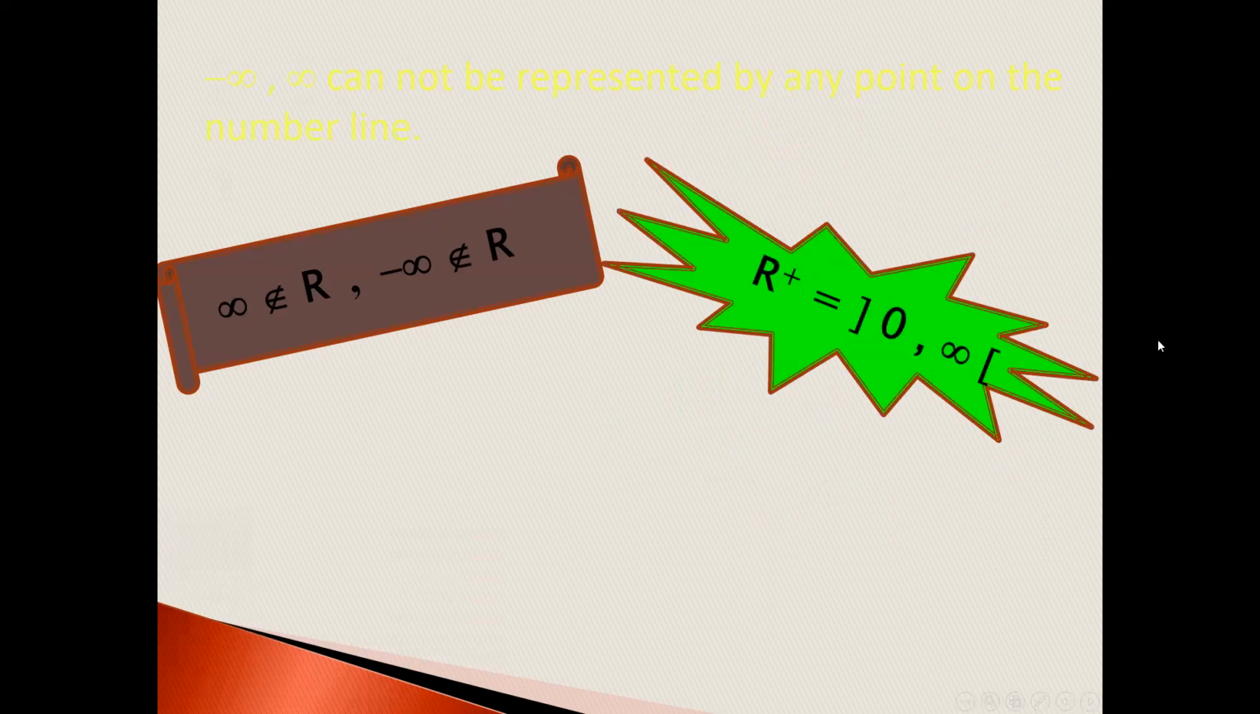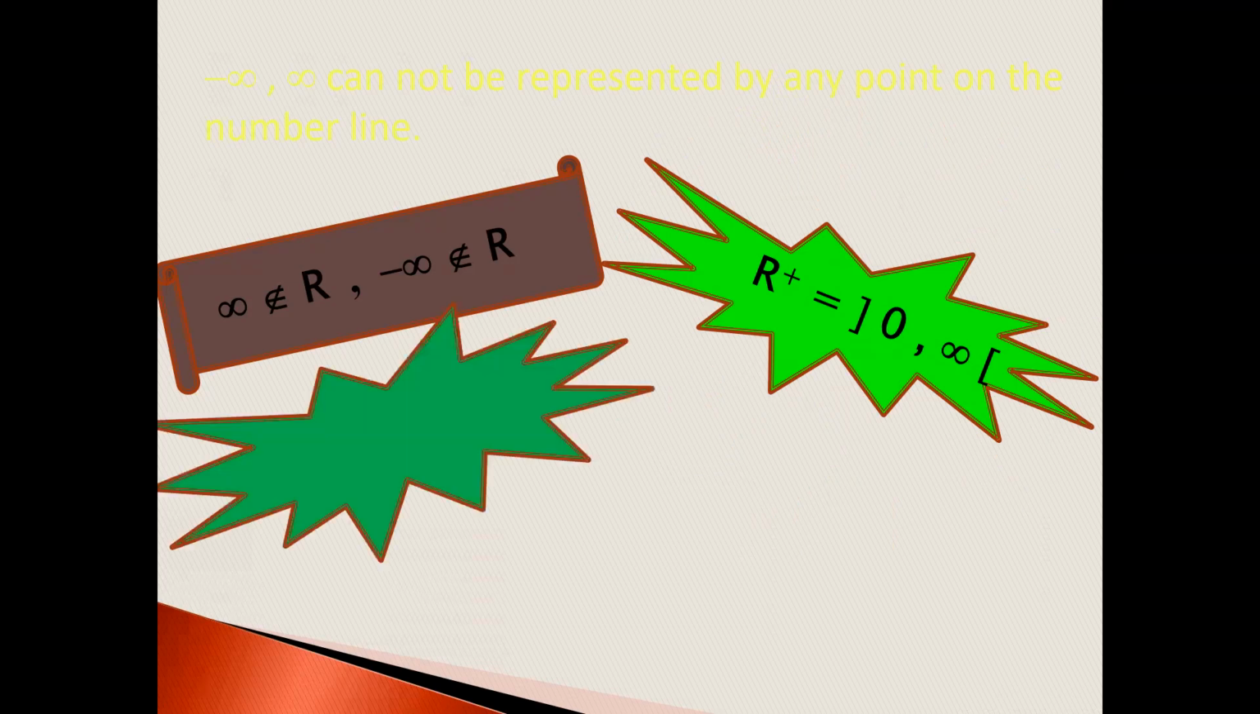If I have R positive, it means 0 and positive infinity, because R positive means the numbers are positive. 0 will be open because 0 is not in the positive numbers, since 0 is neither positive nor negative. So 0 is open because it isn't included, and the numbers after 0 are included. And infinity will be open. Infinity is always open.